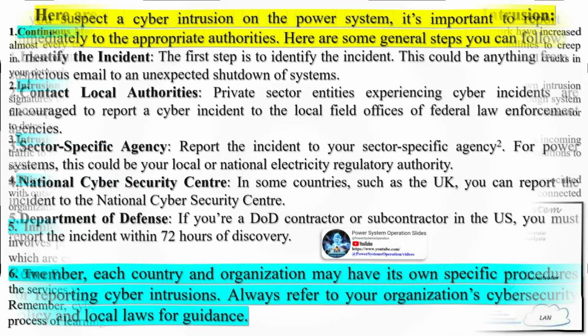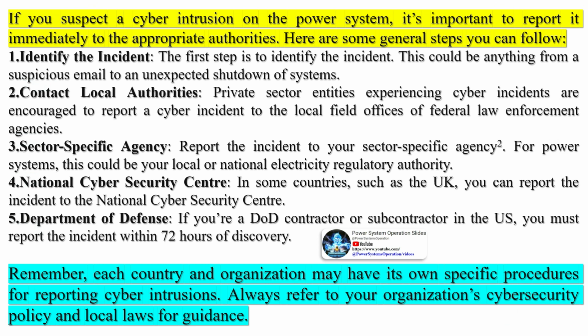If you suspect a cyber intrusion on the power system, it's important to report it immediately to the appropriate authorities. Here are some general steps you can follow. 1. Identify the incident. The first step is to identify the incident. This could be anything from a suspicious email to an unexpected shutdown of systems.